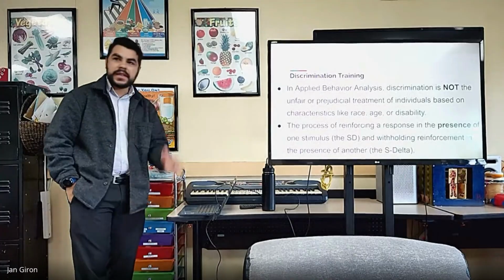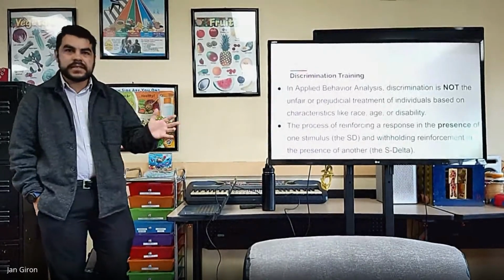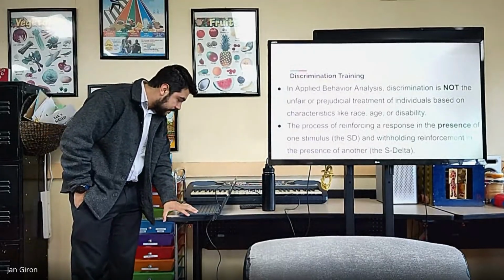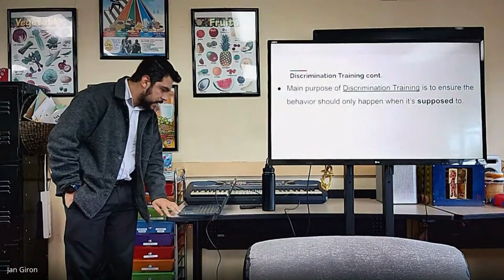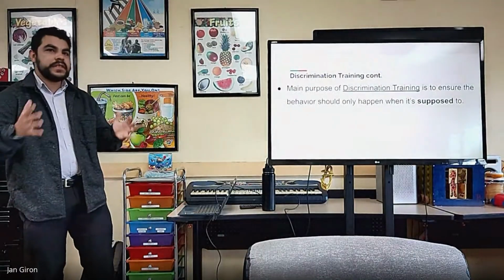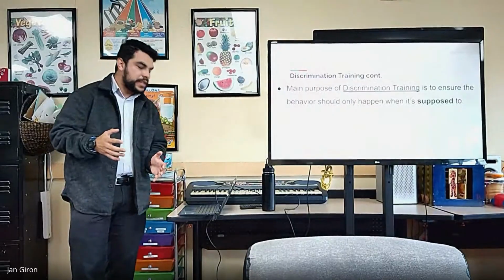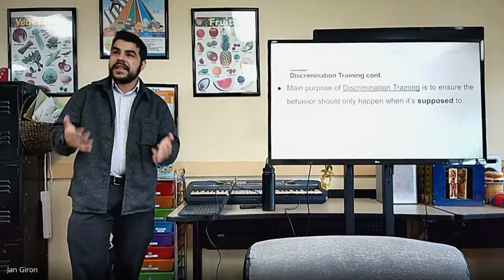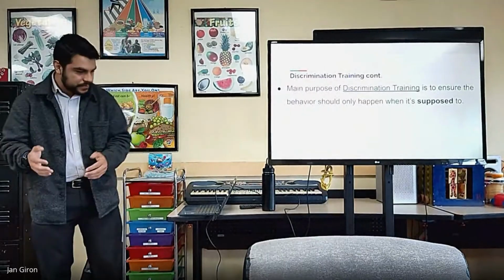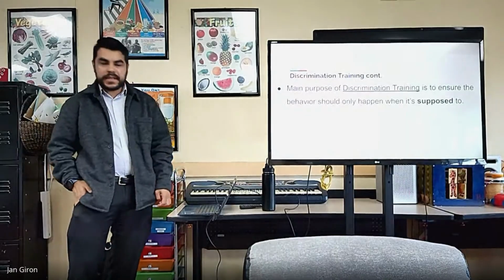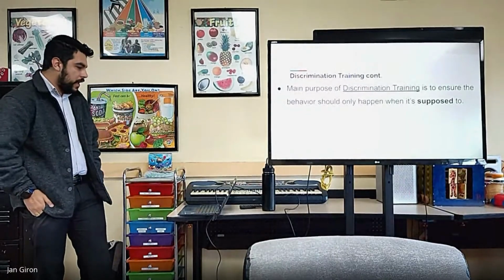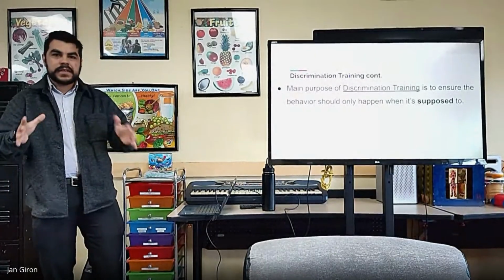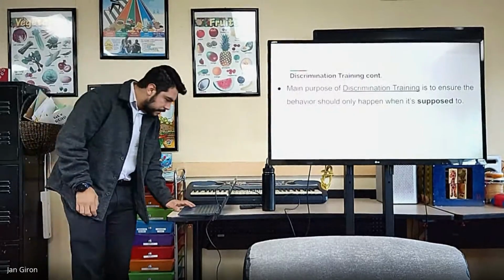And those two stimuli in question are the SDs and the S deltas, which we'll speak more on in just a moment. So the ultimate goal of discrimination training is to make sure that behavior happens when it's supposed to, and it doesn't happen when it's not supposed to. So we can take a quick look at what this typically looks like in the context of discrete trial training.